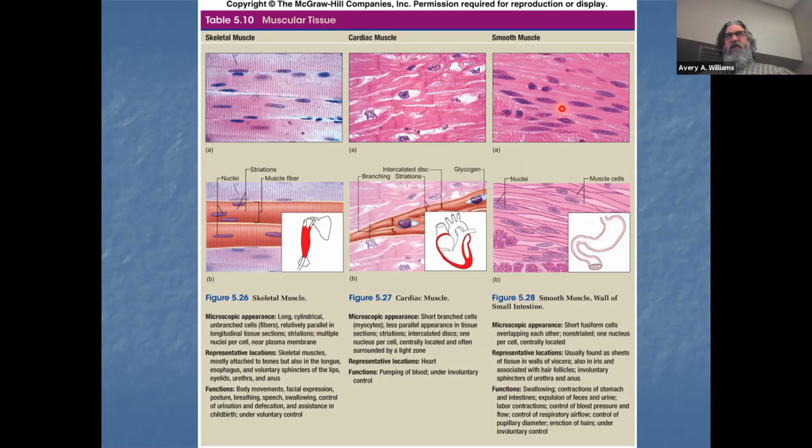Visceral muscle means of viscera, and viscera, your organs. And so in the walls of your hollow organs, you're going to have muscle, visceral muscle or smooth muscle. Where skeletal muscle was voluntary, smooth and cardiac are involuntary. You don't have conscious control over how your heart beats or how your muscles contract. So it's governed by the autonomic nervous system.